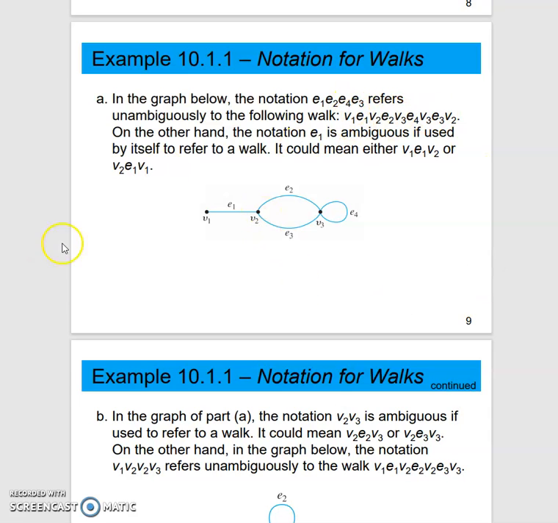We could also put it with the vertices. So we're starting vertex 1 to edge 1 to vertex 2 to edge 2 to vertex 3. I walk along edge 4, I've hit vertex 3 again. Here's edge 3 to vertex 2. And for this particular walk, there's where I'm ending.